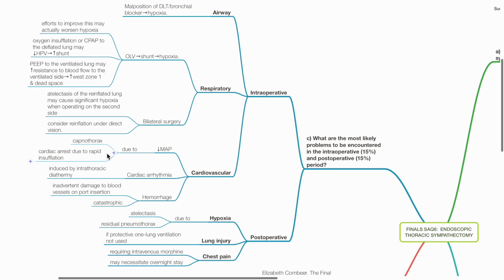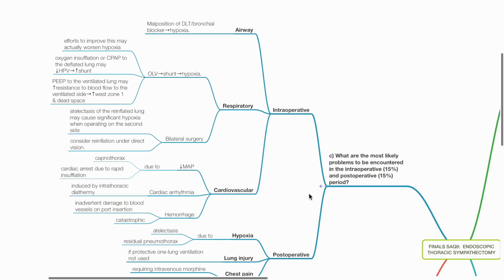C. What are the most likely problems to be encountered in the intraoperative and postoperative period? Intraoperative problems. Airway. Malposition of the double lumen tube or bronchial blocker may lead to hypoxia. Respiratory problems. One lung ventilation leads to shunt and hypoxia, and efforts to improve this may actually worsen hypoxia. For example, oxygen insufflation or CPAP to the deflated lung may reduce hypoxic pulmonary vasoconstriction and increase shunt.